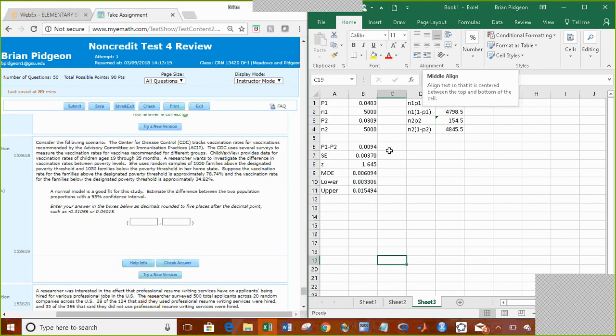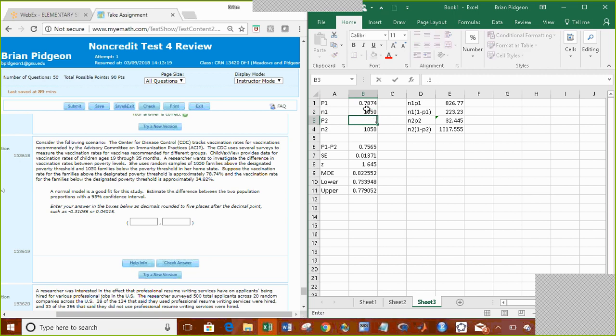Let's just do this. Everything's checked in. And just to save ourselves some time, we're going to utilize what we've already had. So we have two populations where the CDC uses several surveys to measure the vaccination rates for vaccines recommended for different groups. ChildVaxView provides data for vaccinations for ages 19 through 35 months. A researcher wants to investigate the difference in vaccination rates between poverty levels. So she uses a random sample of 1,050 families above the designated poverty and 1,050 below. The proportion above poverty was 0.7874, and below, it was 0.3482.